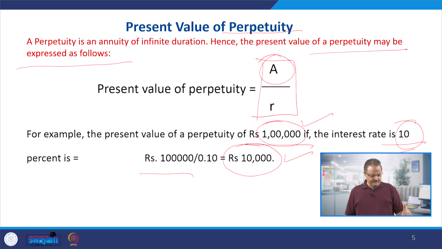So it means the present value of the perpetuity would be 10,000 rupees, because out of this investment of 1 lakh rupees, every year you will keep on getting this 10,000 rupees, and that will be for an infinite number of years. That's why it is called a perpetuity.